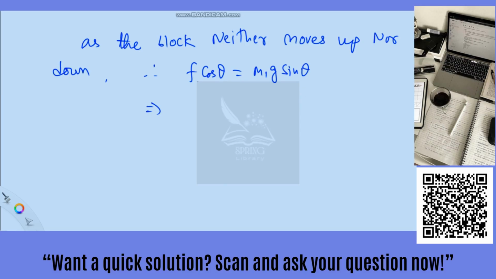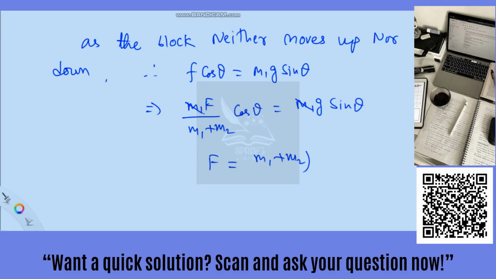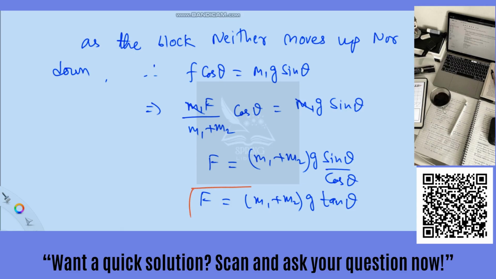So for this force small f, this is m1F by m1 plus m2 cos theta equal to m1g sin theta. Cancelling this m1 from both sides, F comes out to be equal to (m1 plus m2)g sin theta divided by cos theta, or we can say the expression for this force is (m1 plus m2)g tan theta, which is the answer for this given problem here.